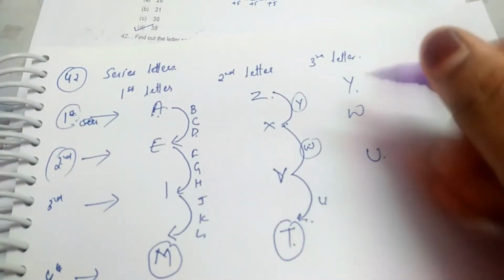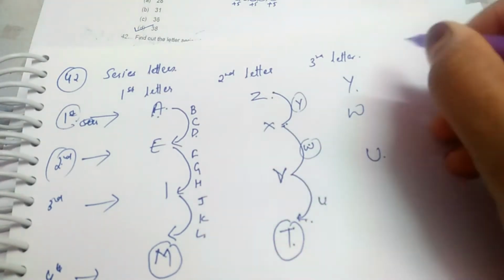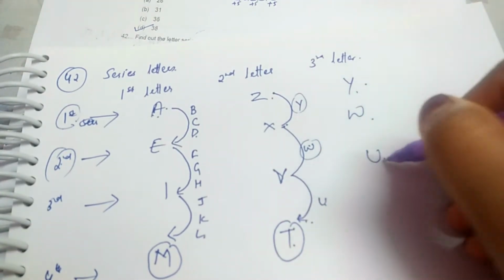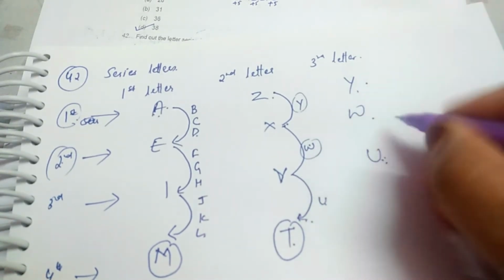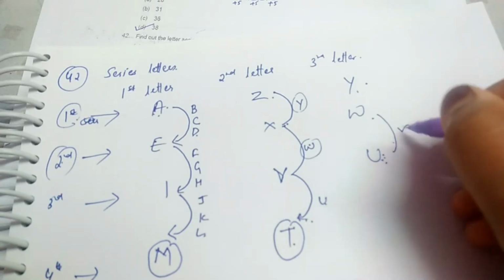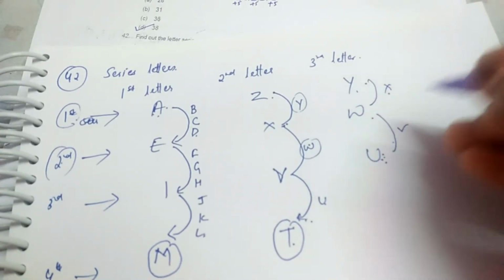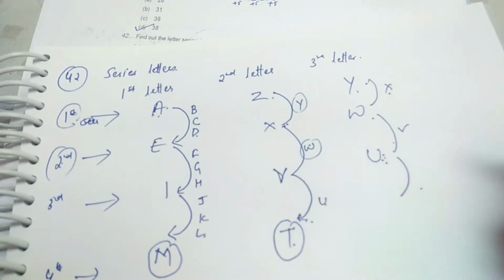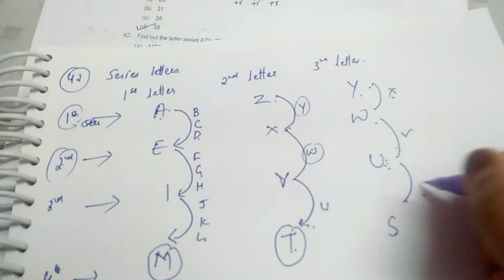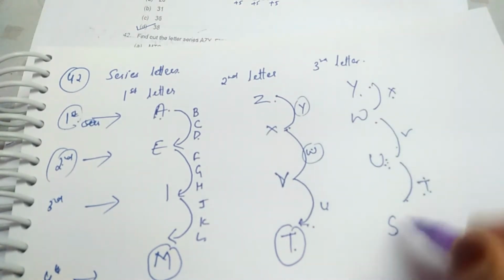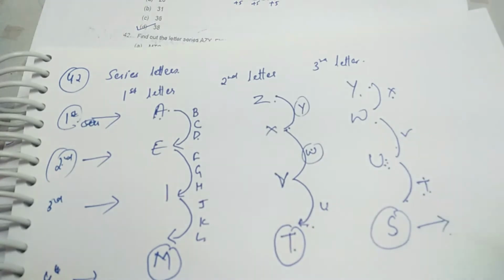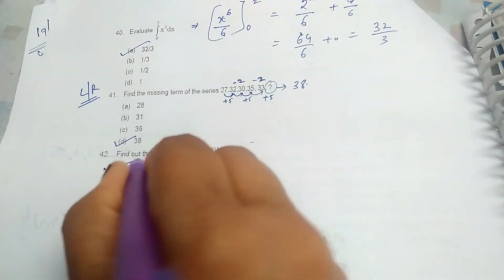Now let's see the third letter pattern. We have already done the earlier pattern. It's Y, W and U. It's again a backward thing, right? Between Y and W, X is missing, and between W and U, V is missing. Again going backward, what will be missing here? S, so it will be S here. See, S, T, U, V, W, X, Y. So this is the next term that should be in the series. Let's check our options. MTS, yes, it is option A.